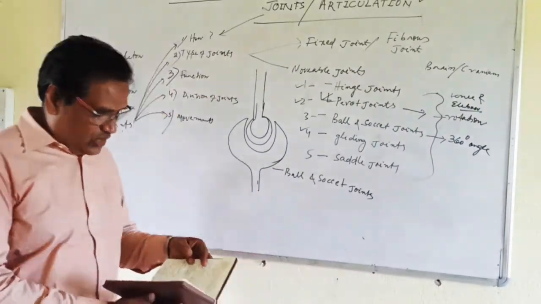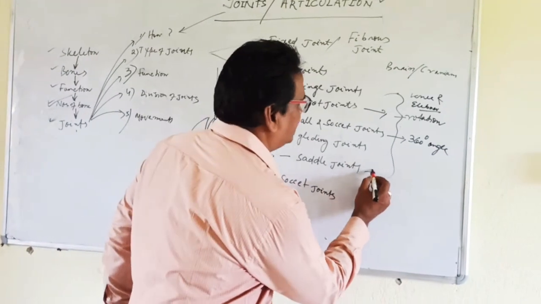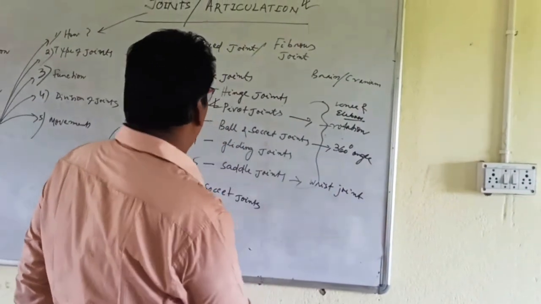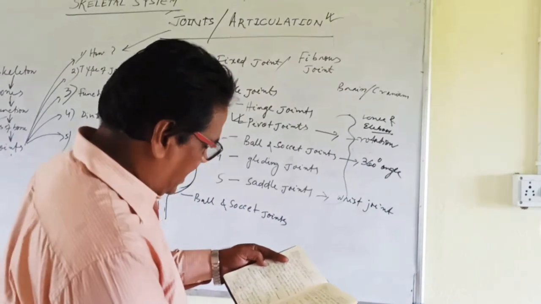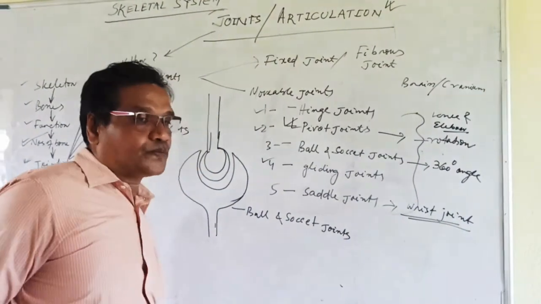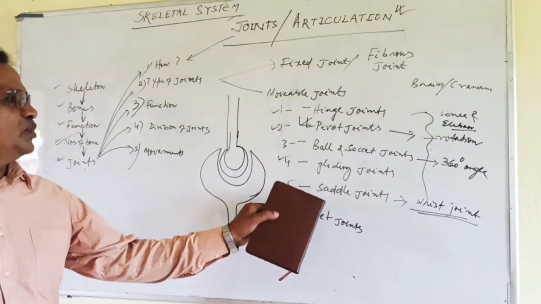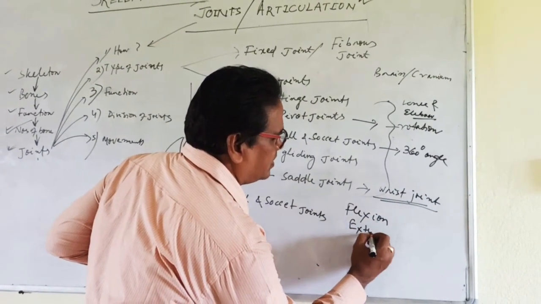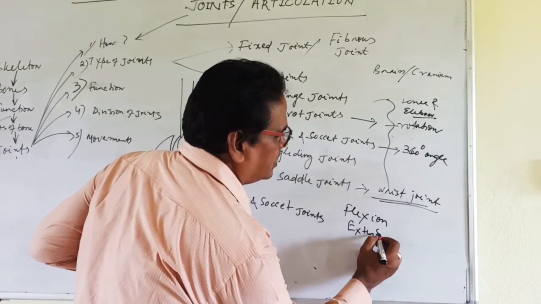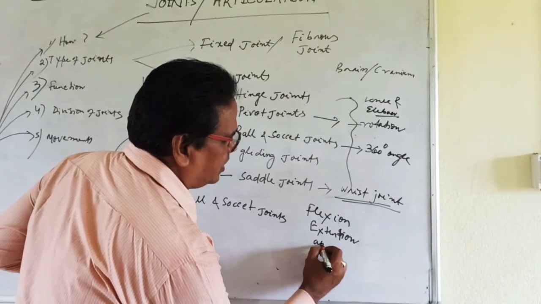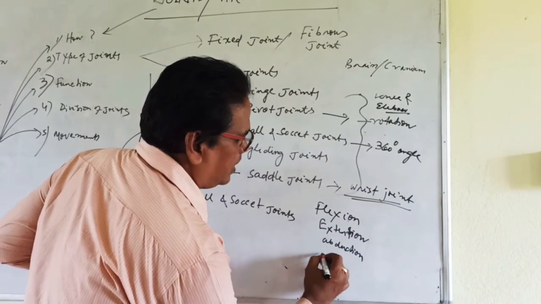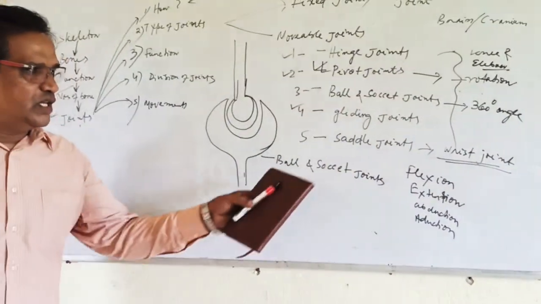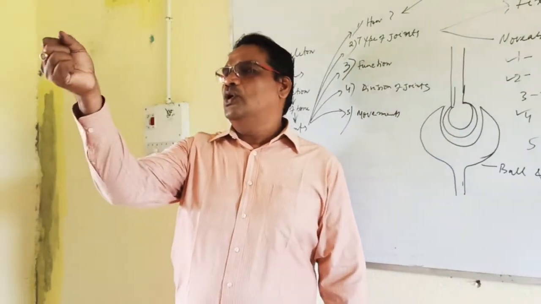Then come to saddle joints. Saddle joints, example the wrist joint. This is the example of wrist joints, and in the wrist joint different types of movements take place with the saddle joint, like flexion, extension, abduction and adduction. Movement like this takes place. And also circumduction.